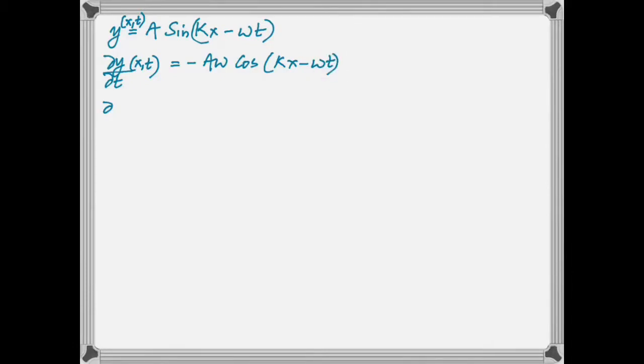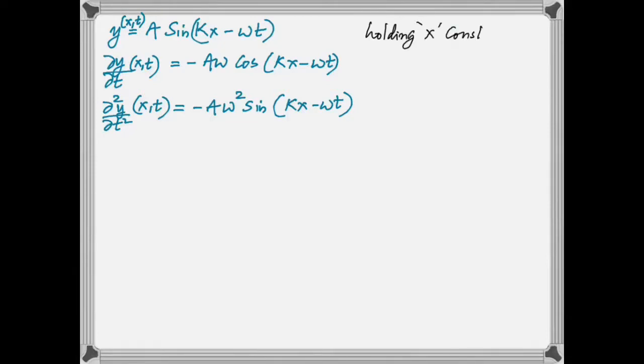And then if you do this a second time, you get the second partial derivative of y with respect to t squared, and you go back to a sine function, but there is an omega squared because you write that omega one more time. Remember that in this first case we are holding x constant. That means we're looking at y at a particular position x. We are not changing x. So that's how you get that equation.